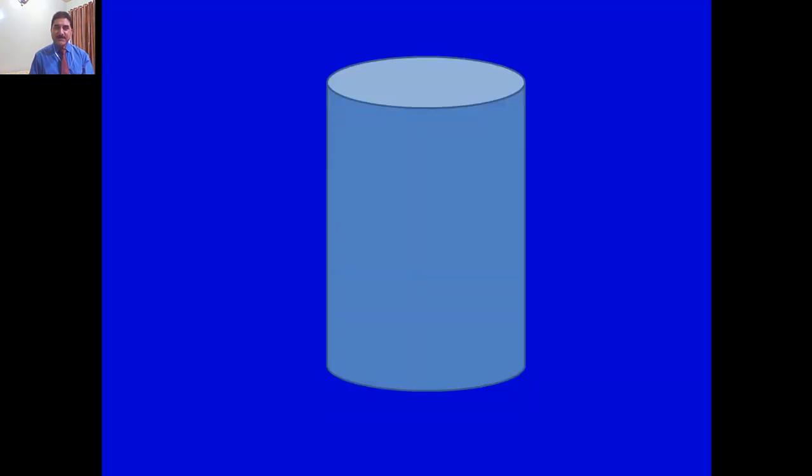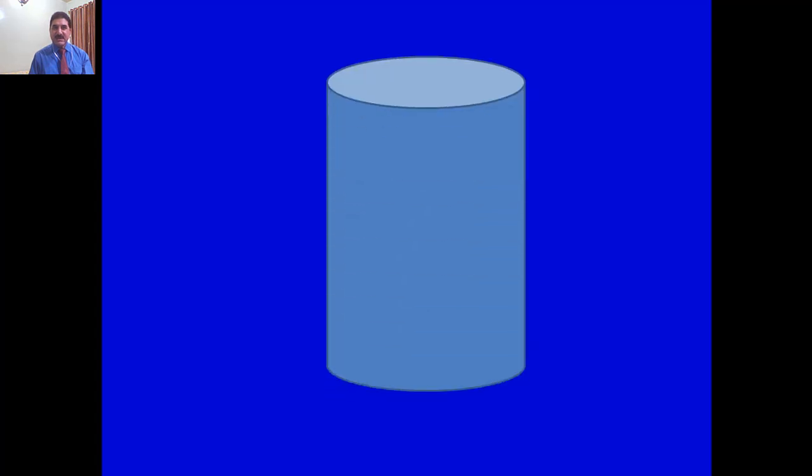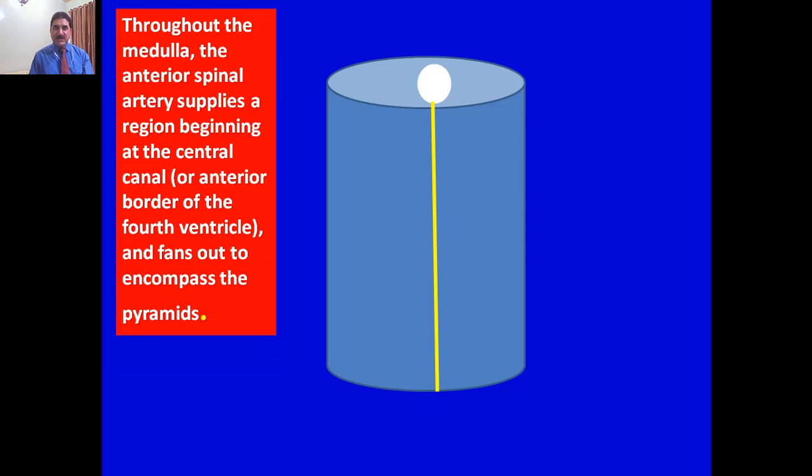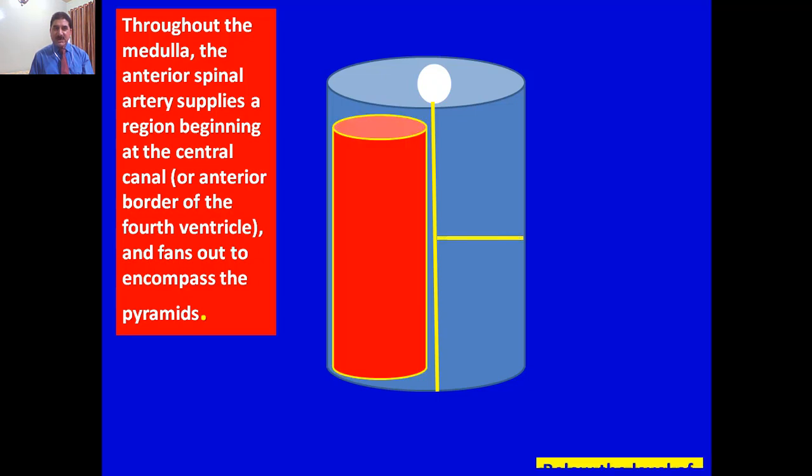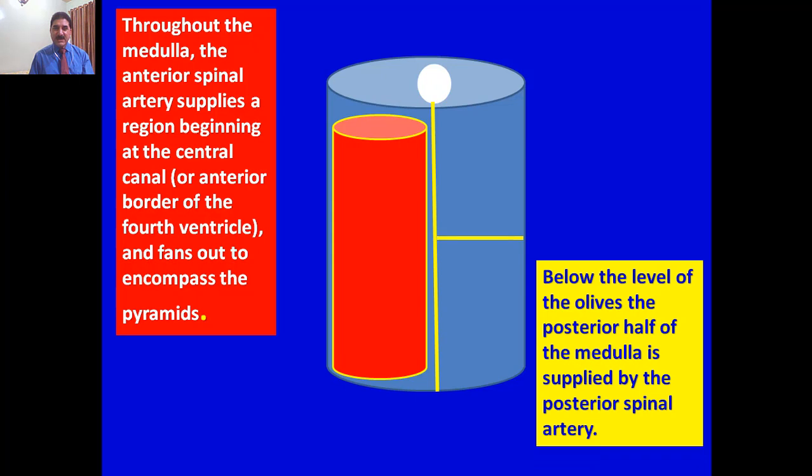Arterial supply of the medulla. As shown in this animation, the cylindrical shape represents the medulla oblongata. This white dot represents the central canal. Throughout the medulla, the anterior spinal artery supplies a region beginning at the central canal or anterior border of the fourth ventricle and fans out to encompass the pyramids. So this part is supplied by the anterior spinal artery.